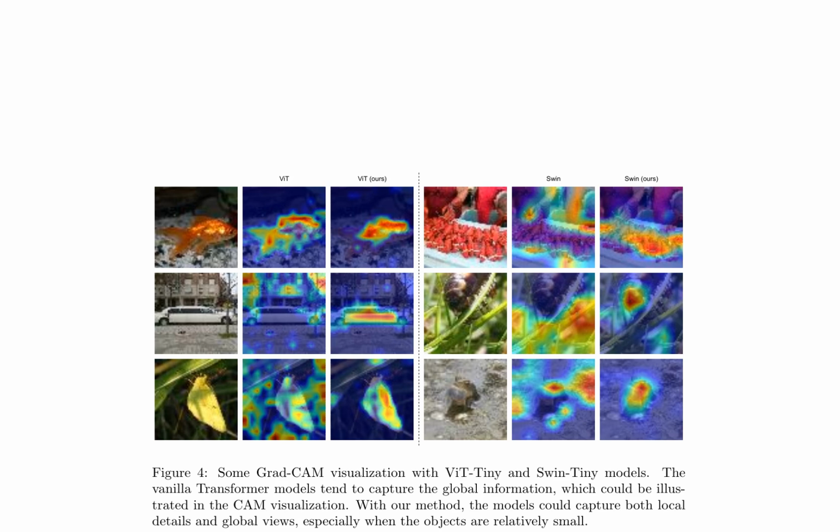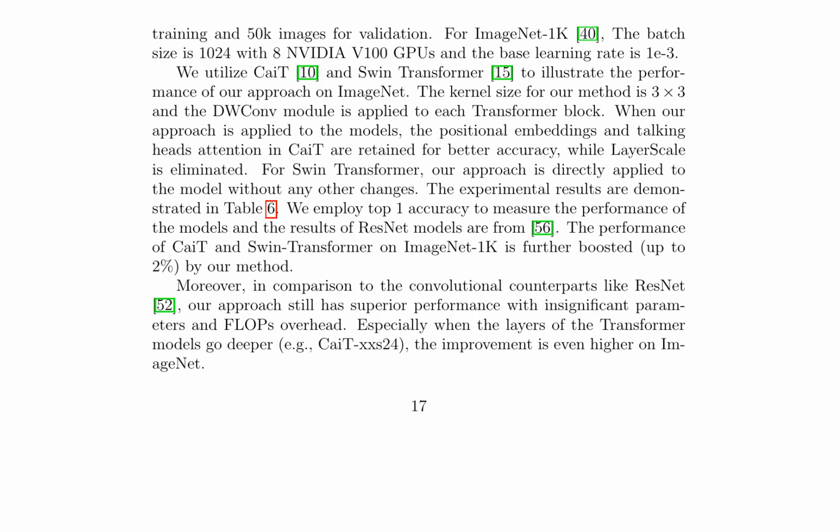The experimental setup involves training on ImageNet 1K with a batch size of 1024 and a base learning rate of 1e-3 using 8 NVIDIA V100 GPUs. The authors utilize CaiT and Swin transformer models, applying their method to each transformer block with a kernel size of 3x3 and incorporating a depth-wise convolution, DW-conv, module. The results, presented in Table 6, demonstrate a performance boost of up to 2% on ImageNet 1K. In comparison to convolutional counterparts like ResNet, the proposed approach achieves superior performance with minimal parameter and flops overhead.